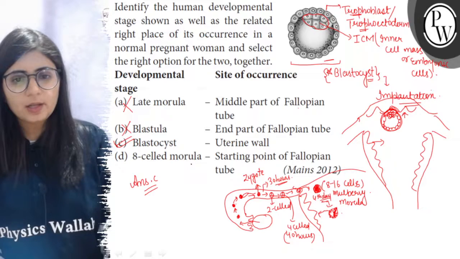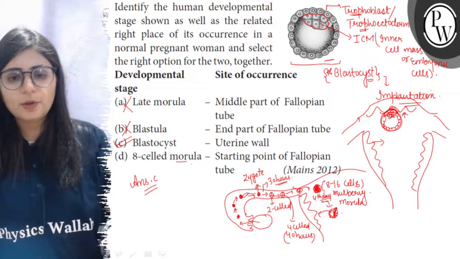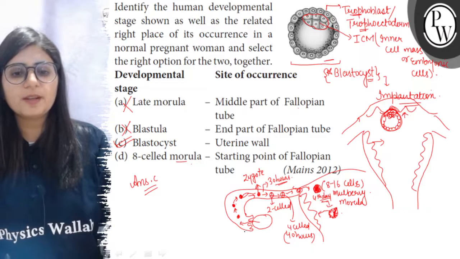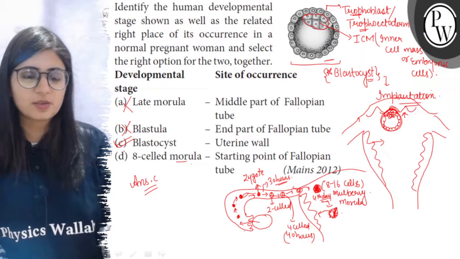Now 8-celled morula. So morula is 8 to 16 celled. Okay. Then the starting point of the fallopian tube. The starting point of the fallopian tube is the infundibulum. Here there is no fertilization. So this one is also incorrect.